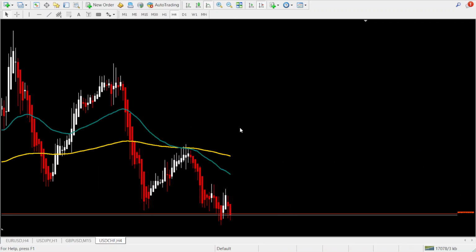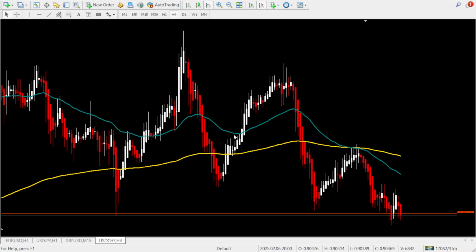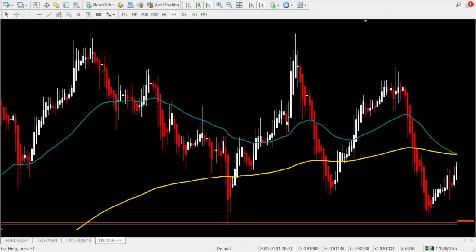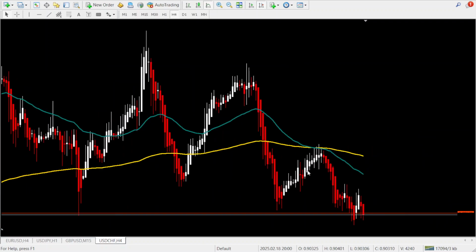These two moving averages help show the overall market direction. When the price is above the 50 EMA and the 200 EMA, it indicates an uptrend. And when the price is below the 50 EMA and the 200 EMA, it indicates a downtrend. So when you have the Heikin Ashi candles aligned with the trend and price is above or below the moving averages, you are more likely to be in a strong trend.